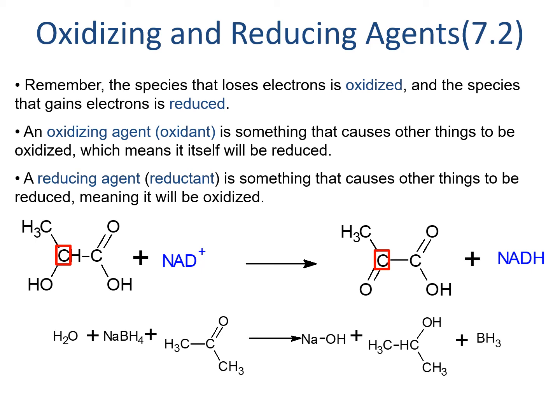Since acetone is being reduced, it must be oxidizing something else. It is the oxidizing agent. That means that sodium borohydride, NaBH4, is the reducing agent.